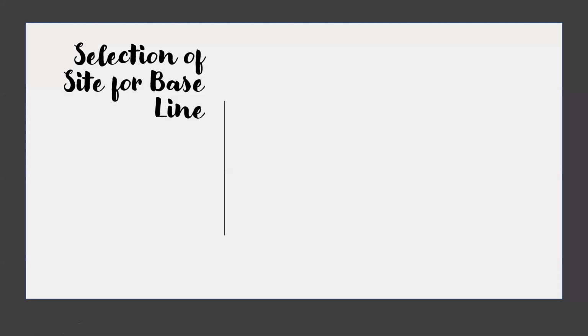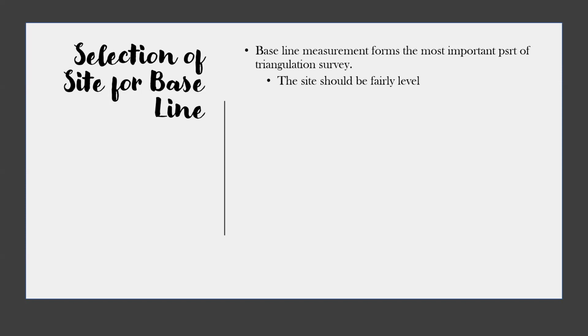Since the length of baseline needs to be measured with highest accuracy, the site chosen for baseline should meet certain conditions. Now let us look at various conditions that the site should be satisfying. Baseline measurement forms the most important part of triangulation survey. Hence, the site should be fairly level. It helps us in horizontal measurement without any corrections to be applied.